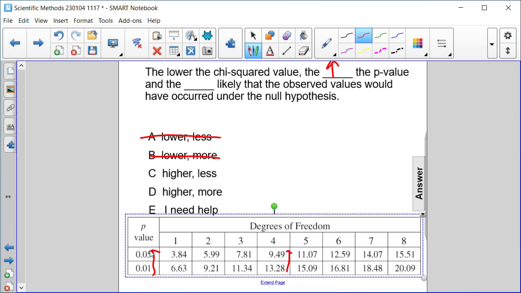So what's happening to the likelihood that the observed values would have occurred under the null hypothesis? It's increasing. So the p-value is higher, and it's more likely that the observed values would have occurred under the null hypothesis, D.